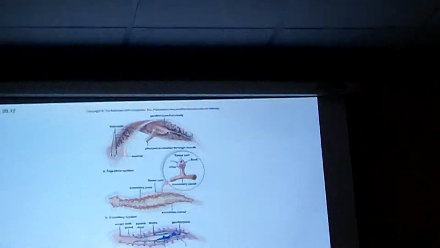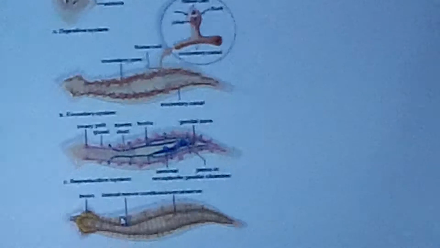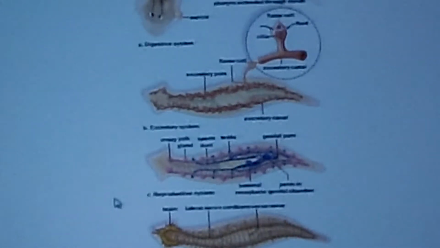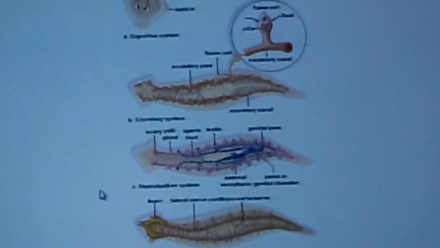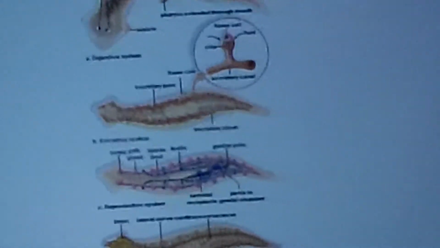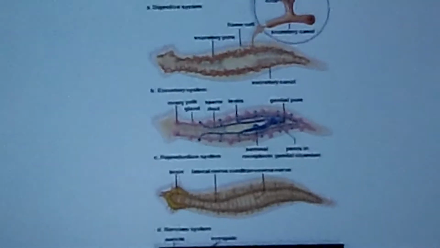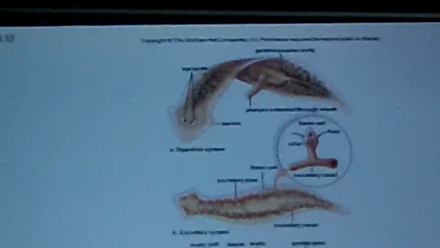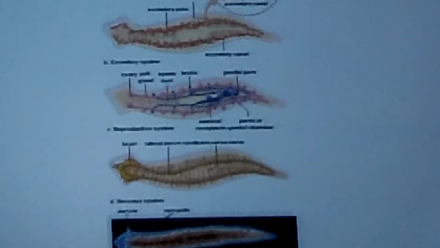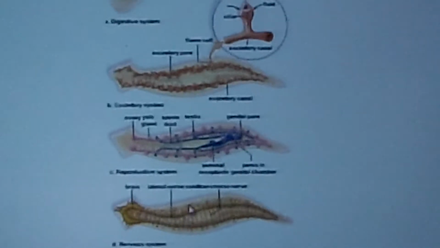This is a flatworm, and there's lots of different types of flatworms out there. Some of them are free living, and some of them are parasites. Some types of flatworms are like tapeworms. You've heard of them? This is a free living flatworm.